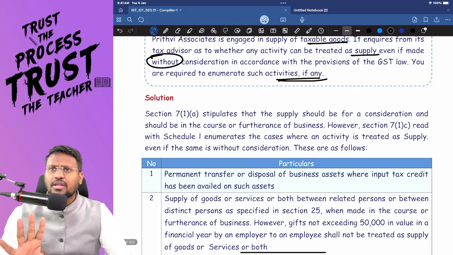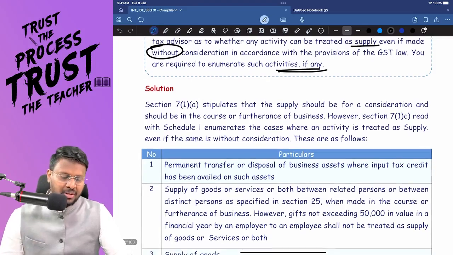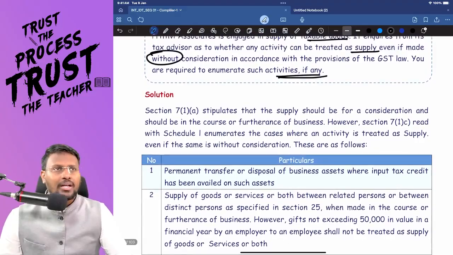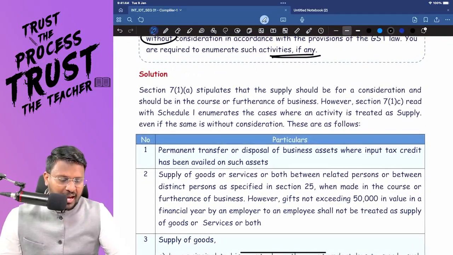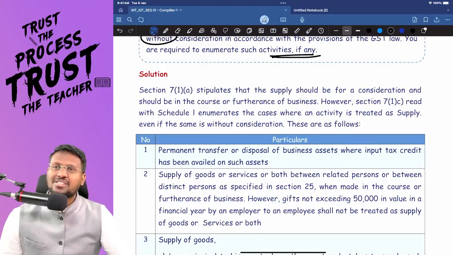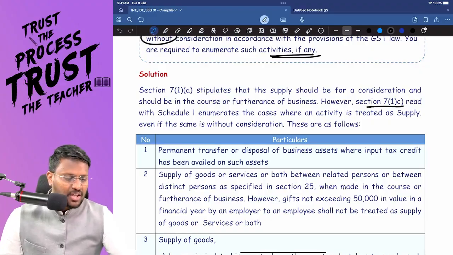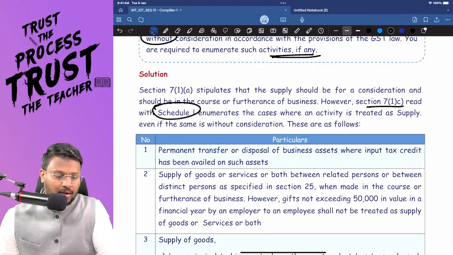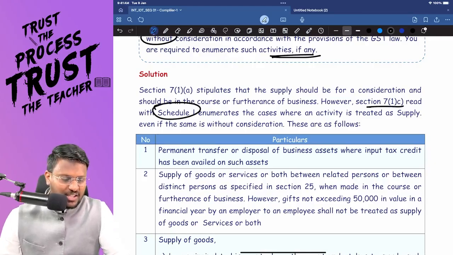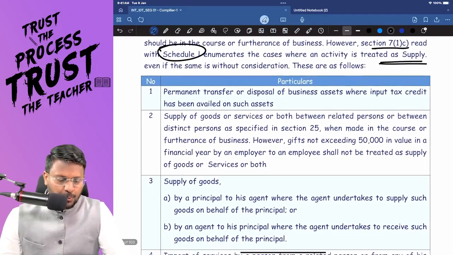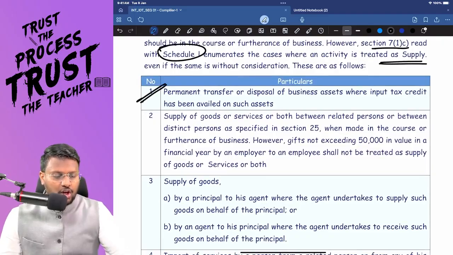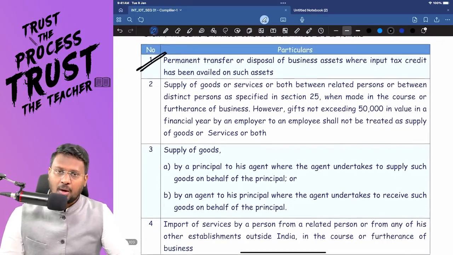Yes, sir. Four things will tantamount to supply. Section 7, subsection 1, clause A stipulates that supply should be for a consideration and should be in the course or furtherance of business. However, 7, subsection 1, clause C, read with schedule 1, enumerates the cases where an activity is treated as supply even if the same is without consideration. These are as follows: permanent transfer or disposal of business asset where ITC can be availed on such asset.